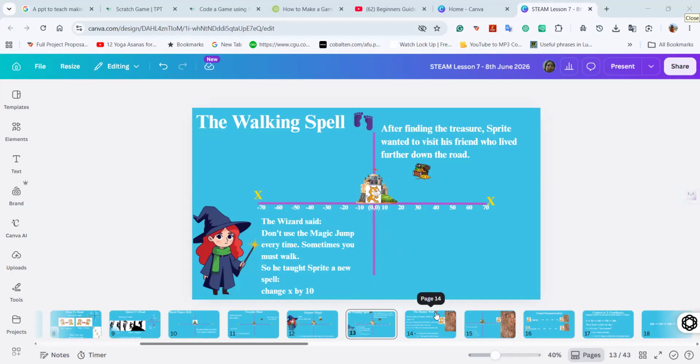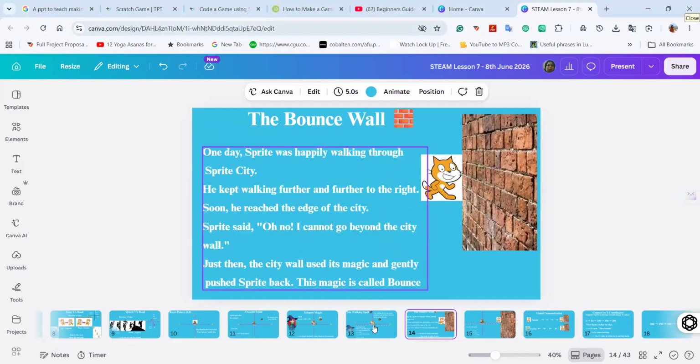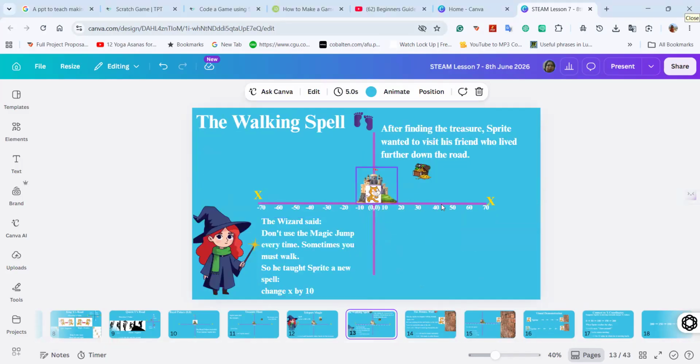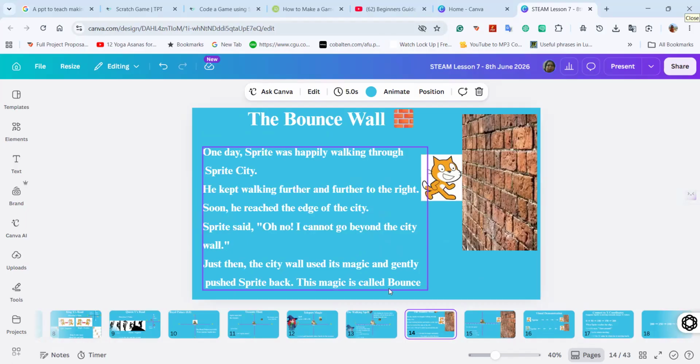Now we said that the sprite was walking and walking and walking. Can I have the whiteboard, please? Wait, after the reading, then I'll have it. Okay, sure, sure.